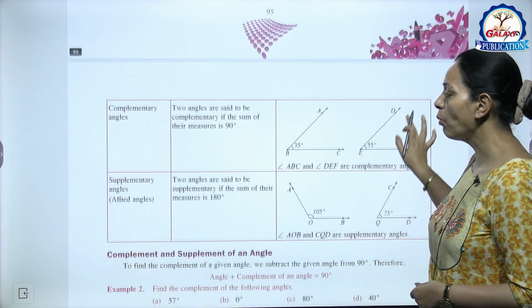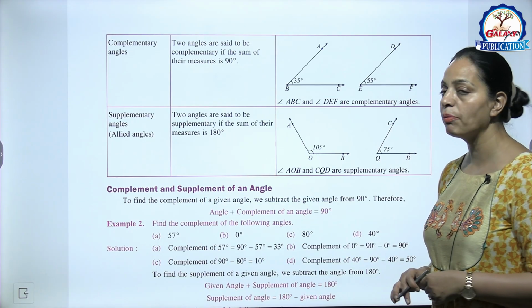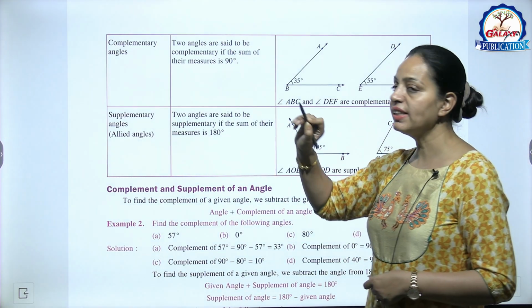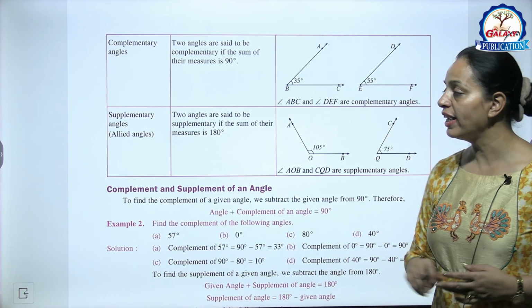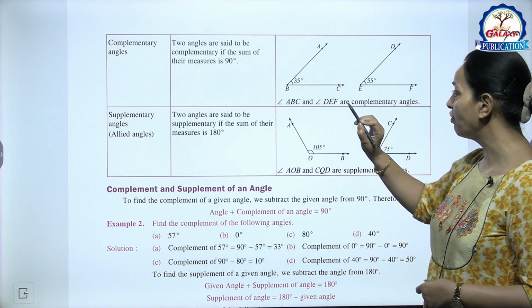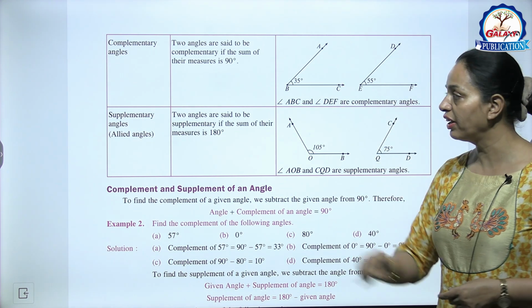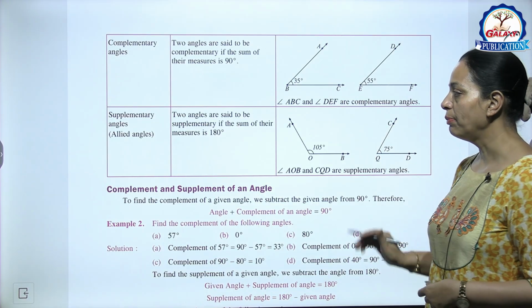The next is complementary angles. 2 angles are said to be complementary if the sum of their measure is 90 degree. If you add 2 angles and the sum is 90 degree, it means these are complementary angles. You can see angle 35 degree and angle 55 degree. ABC and DEF, these are complementary.